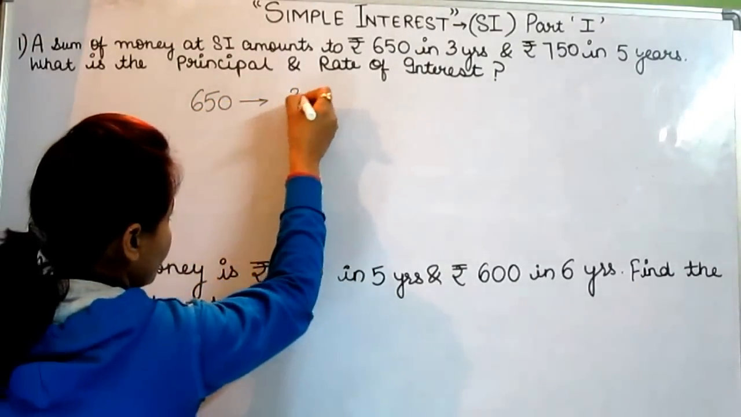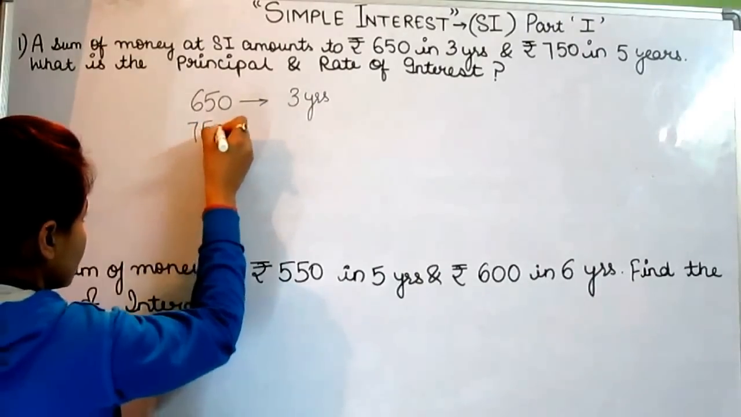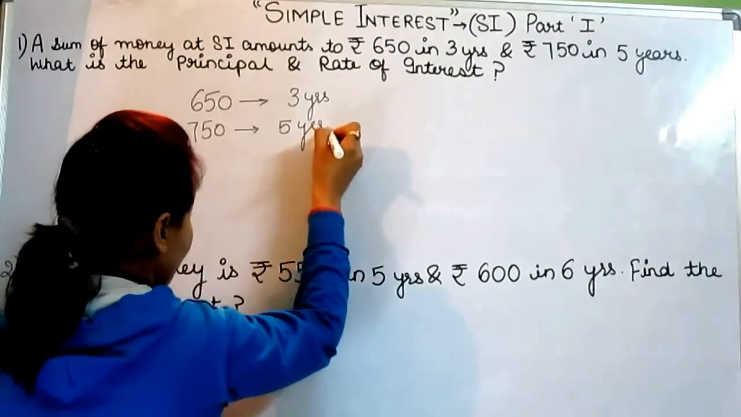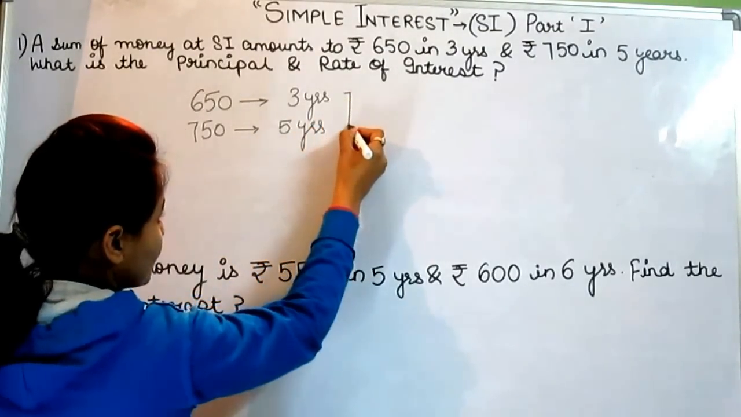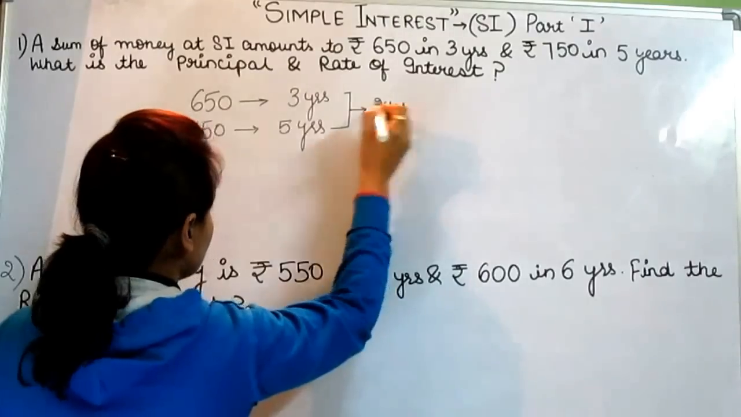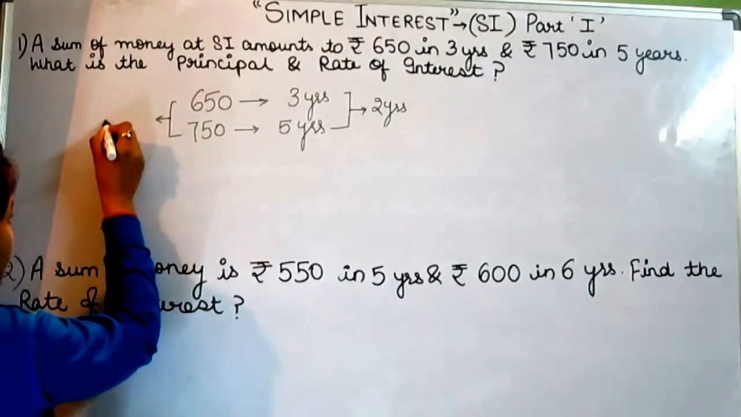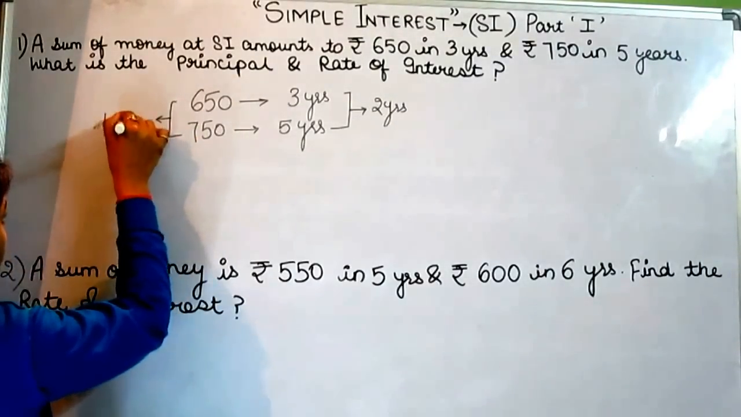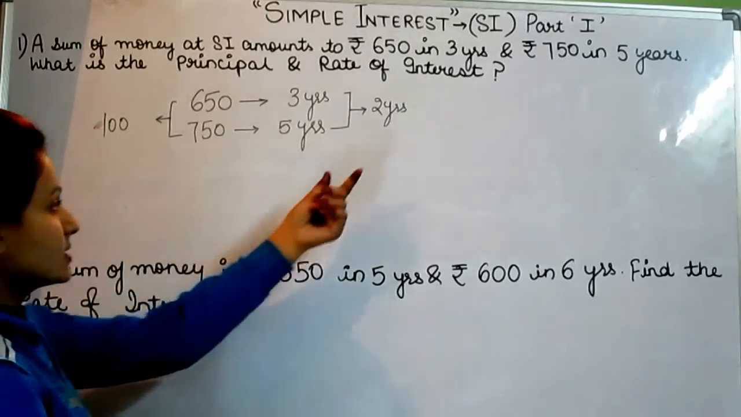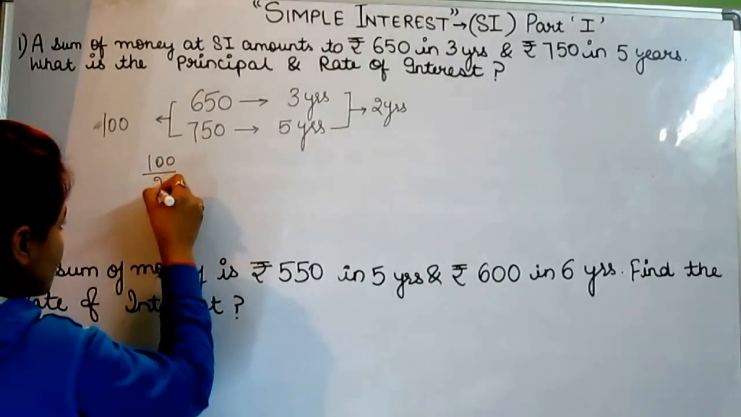650 in 3 years and rupees 750 in 5 years. Alright. Now see the gap between the time. The gap is 2 years and the gap of amount is 100. Okay. So 100 rupees increased in 2 years.